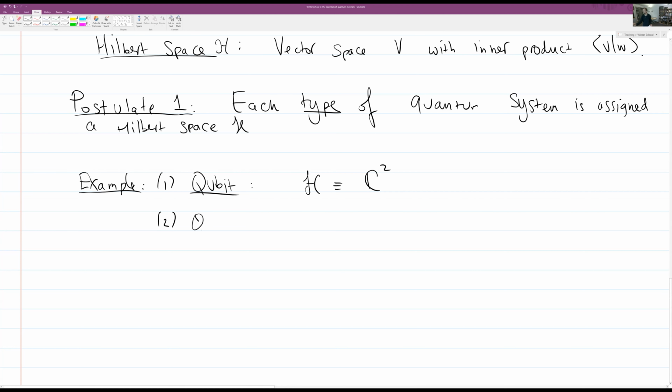You might encounter the qdit. As the name suggests, the qdit is a D-level quantum system. It's assigned the Hilbert space, or vector space with inner product, C to the D. So this is just the space of all column vectors with D entries. Okay, that's postulate one. Each type of quantum system is assigned a Hilbert space H. You're not allowed to go to postulate two until you've decided on postulate one.